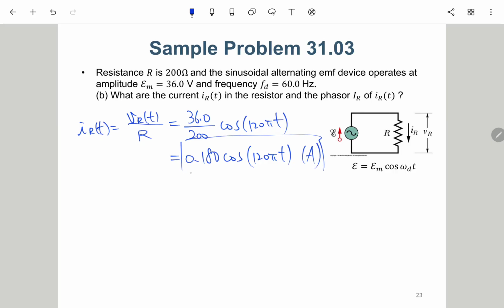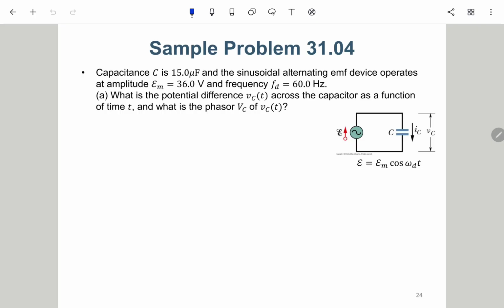So this is the time domain current going through the resistor, and then the phasor is also with a 0 phase, so this is nothing but 0.18 A. So this is also very trivial. Nothing special for the resistor, just an intuitive sense.